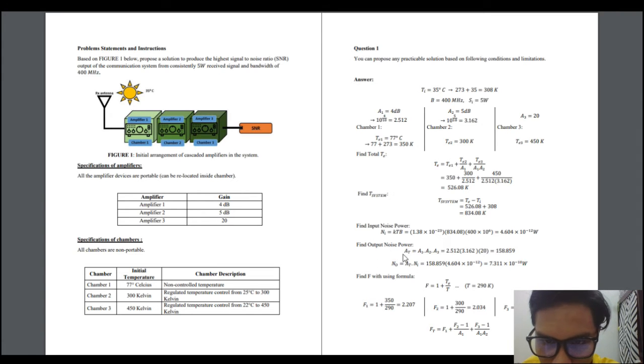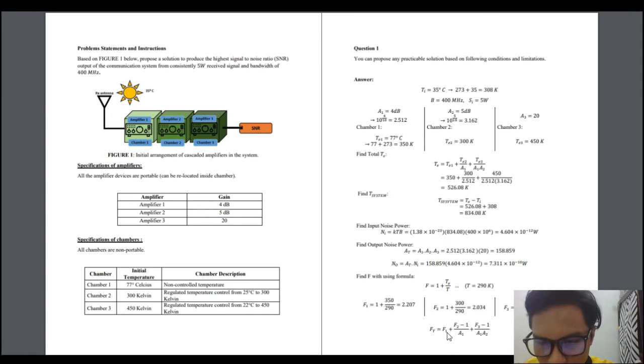And find the output noise power. Firstly, we find the total gain, which is 158.859, and multiplying the total gain with the input noise power, we get 7.311 multiplied by 10 to the power of negative 10. After that, we can find F by using this formula, 1 plus TE divided by T0. T0 is a constant value, 290 Kelvin. So F1 we get 2.208, F2 is 2.034, and F3 is 2.552.